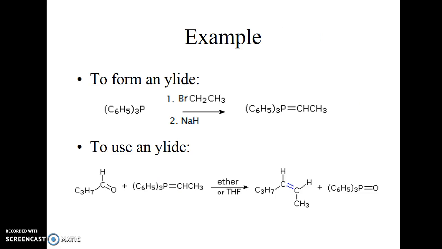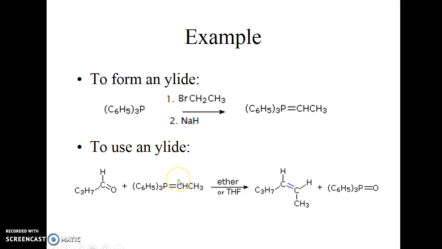To form an ylide, what do you do? You take an alkyl halide, like here's ethyl bromide, and triphenylphosphine. This is going to do an SN2 on this carbon, followed by sodium hydride. It pulls the proton off here, and we end up making this ylide. Here, this is written as a double bond, although theoretically there's a huge positive charge here and a huge negative charge here that makes this nucleophilic.